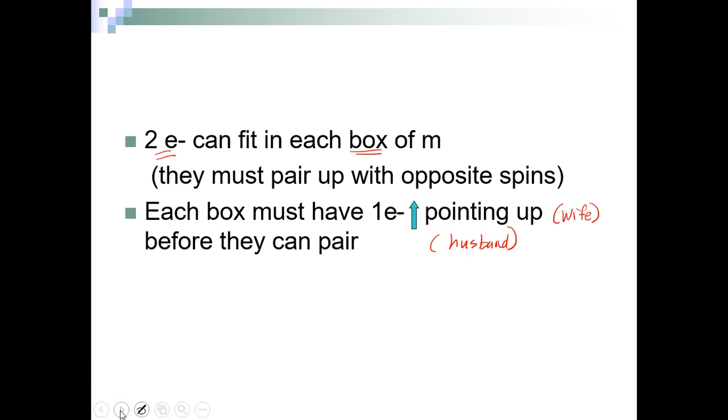So the electron pointing up represents the wife, or a clockwise spinning electron. If the electron is pointing downward, this would be the downward pointing electron. That would represent the husband. They've got to pair up with opposite spin.